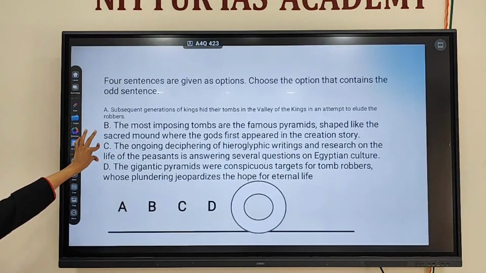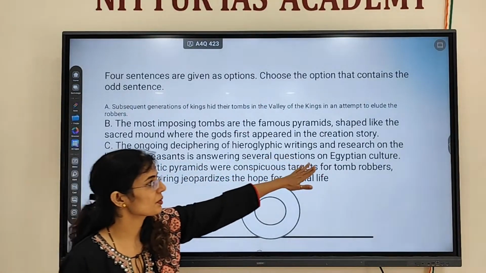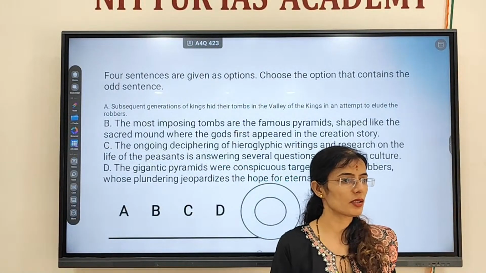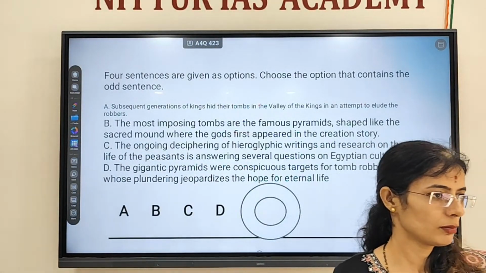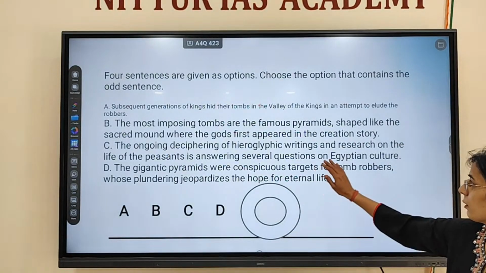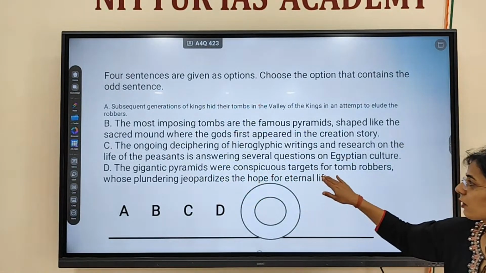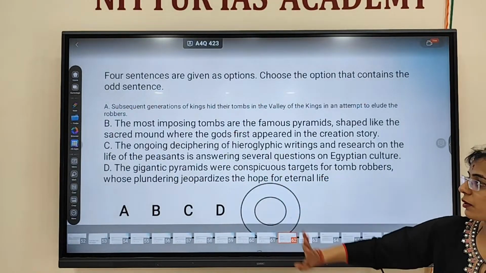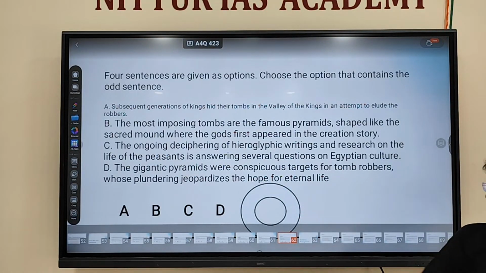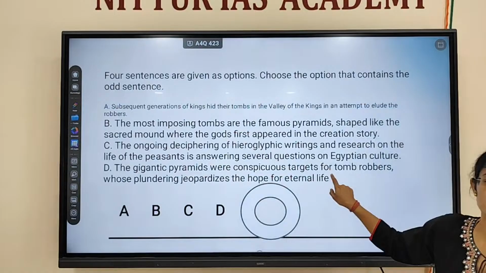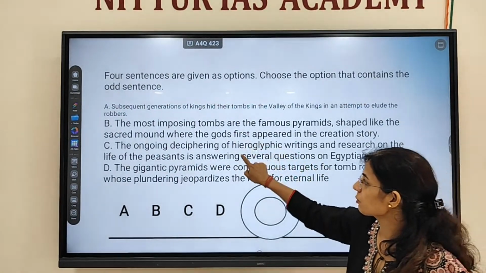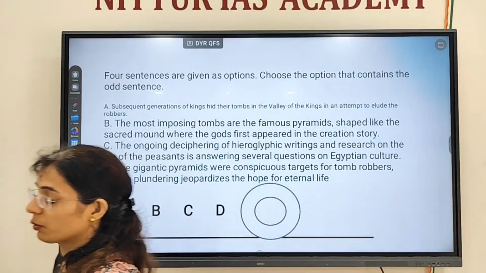Egyptian culture, forget the culture. Egyptian culture has other things also, right? Correct? Yeah. The third one, again, it is talking about Egypt, pyramids and tombs. But this one is not talking about pyramids or tombs.